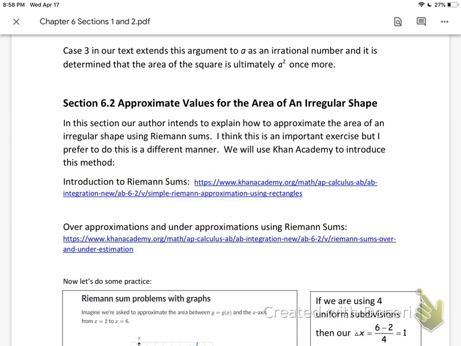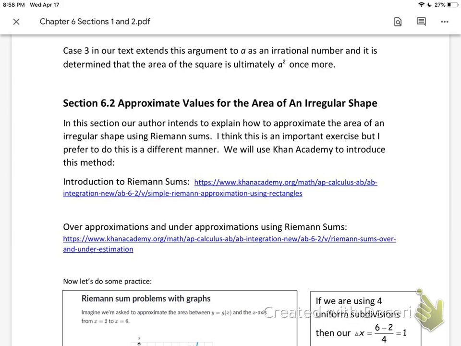Okay, so case 3 in our text extends this argument to A as an irrational number, and it is determined that the area of a square is ultimately A squared once more. So we're not going to spend a whole lot of time on this theory. So let's move into section 6.2.